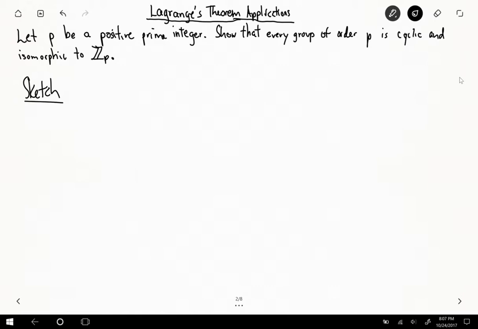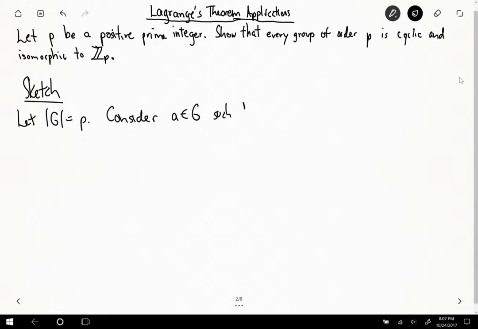First off, we have every group of order P. So let's start. Let the order of G be equal to P. And then we want to consider an element A in G such that the order of A does not equal 1. In other words, this is another way of saying A is not the identity. Okay.